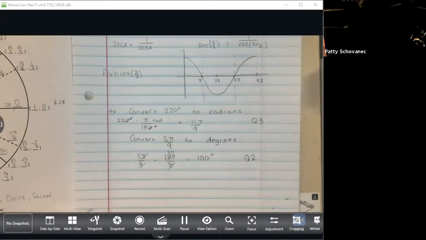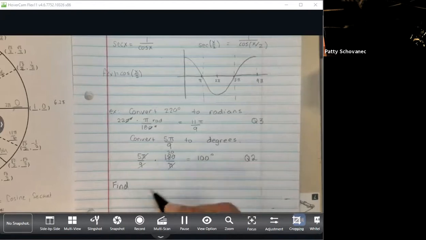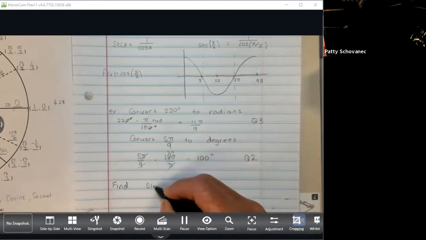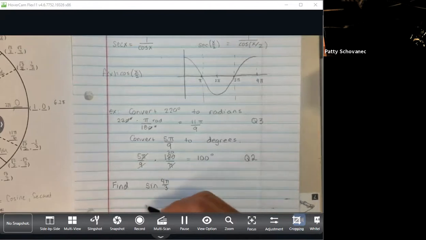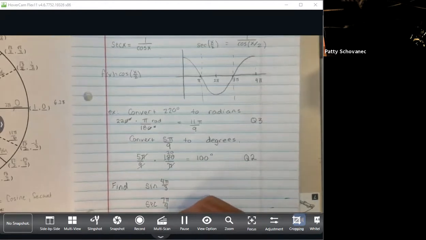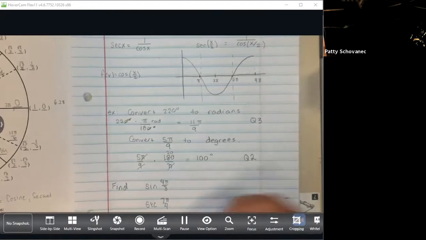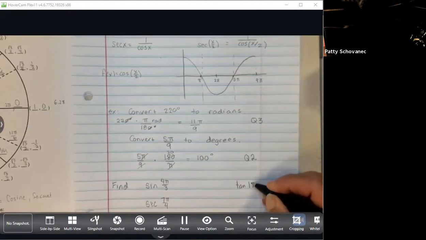Okay, let's know our unit circle. Find exact values. Give me the sine of 4 pi over 3, the secant of 7 pi over 4, the cotangent of 5 pi over 6, the tangent of 17 pi.